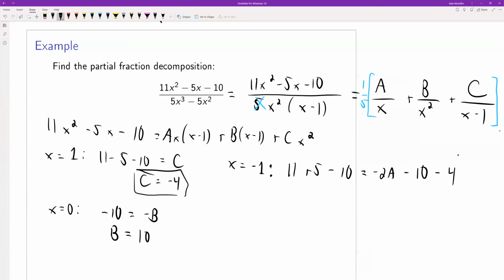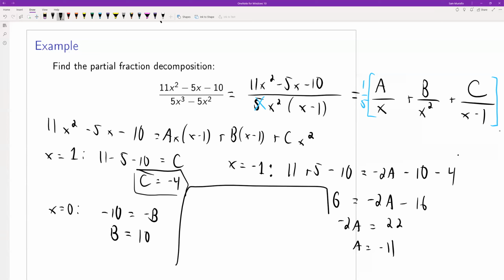Now we'll just have to go ahead and solve for a. So 16 minus 10 is 6, is negative 2a minus 16. Negative 2a would be equal to 22, which means a is equal to negative 11. Thus, for our final answer, we get negative 11 over x plus 10 over x squared minus 4 over x minus 1. We will need to multiply the entire thing by 1/5 to account for that 5 we pulled out at the beginning, and that will be our final answer.